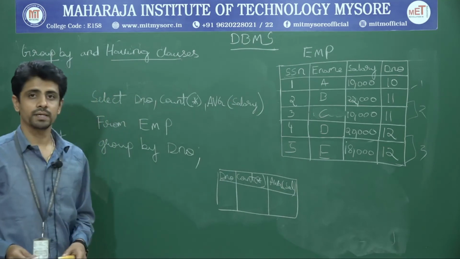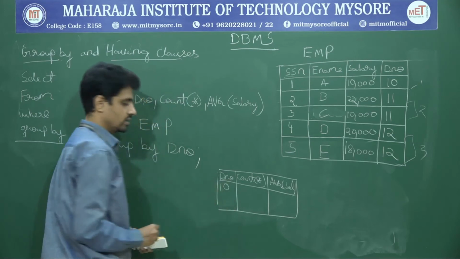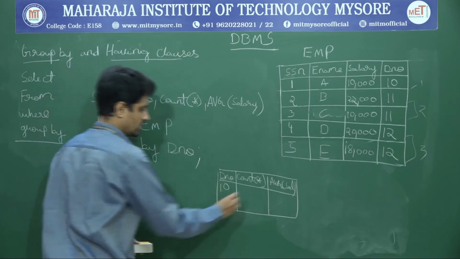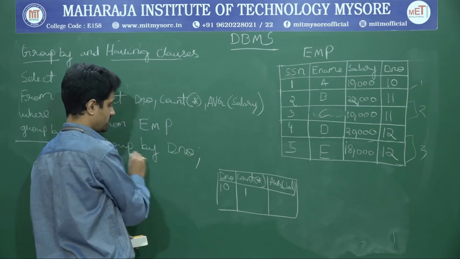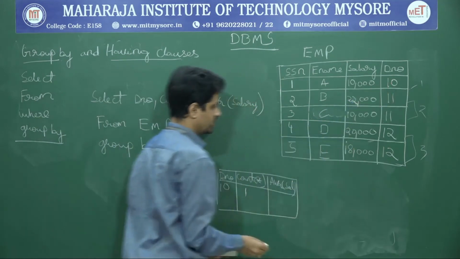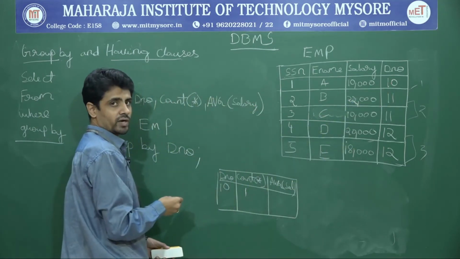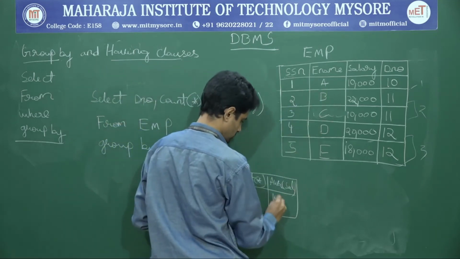Okay, so the department number we have first is 10, department number 10. What is the count star? 1, because I am going with each group now. First I will take group number 1, that is 10. How many rows have been selected in group number 1? Only 1, so 1. What is the average salary? 10 itself.